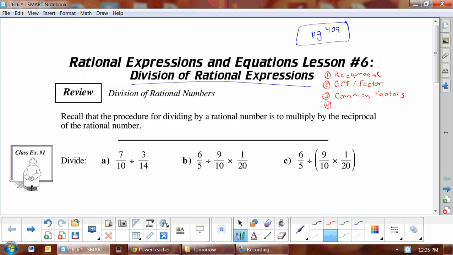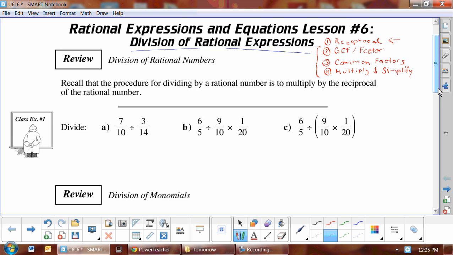And then after that, you get to do the multiply and simplify. So the only difference between now and what we did yesterday is we have to deal with taking a reciprocal. Okay, other than that, these are all the exact same steps we did yesterday. Okay, so let's do example B and C.